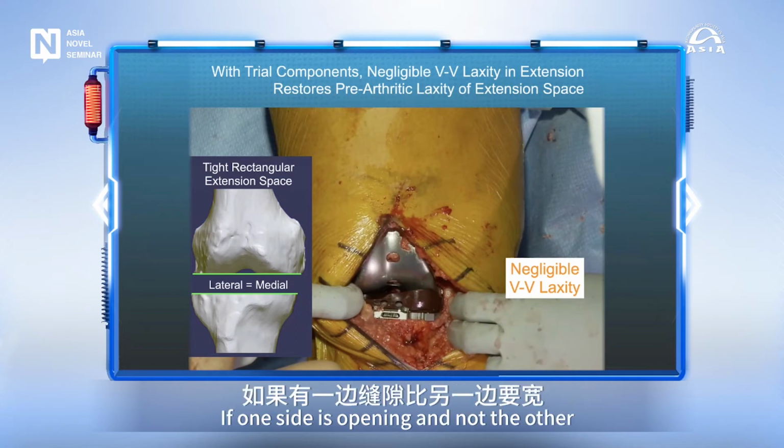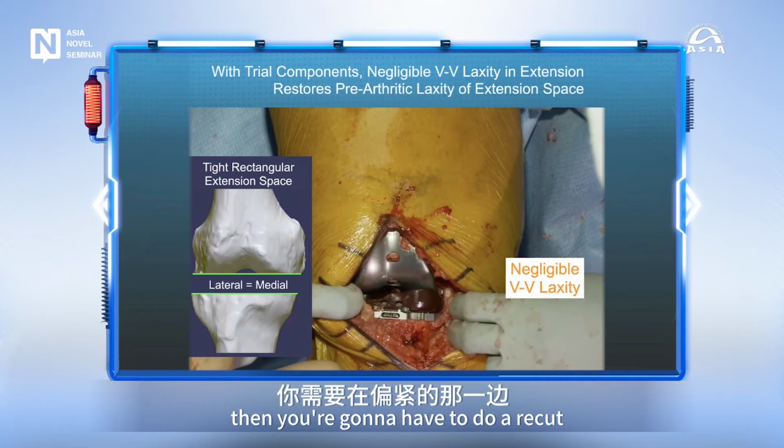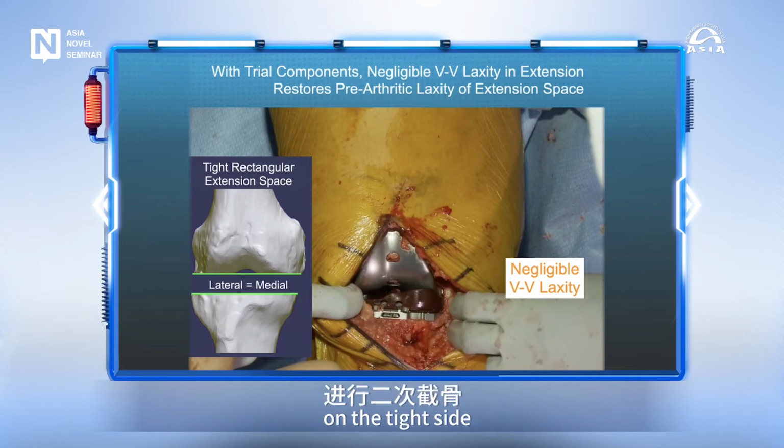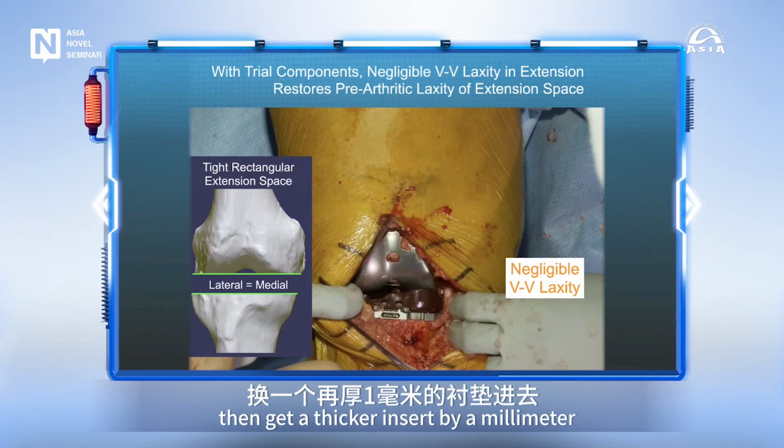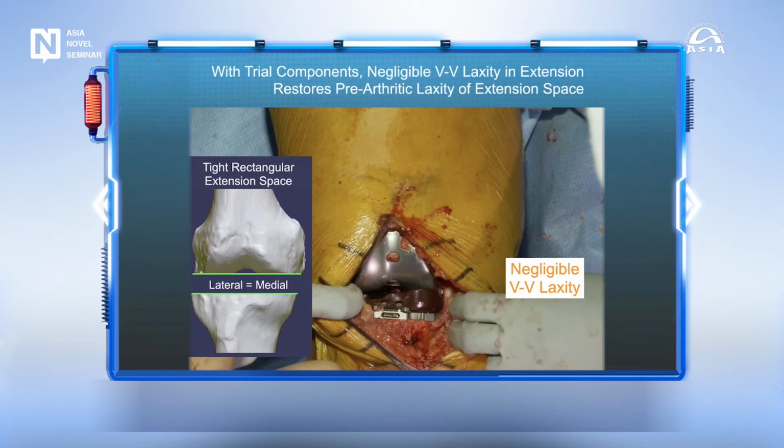If one side is opening and not the other, then you're going to have to do a recut on the tight side. If both sides are opening a little bit, then get a thicker insert by 1 millimeter and recheck.